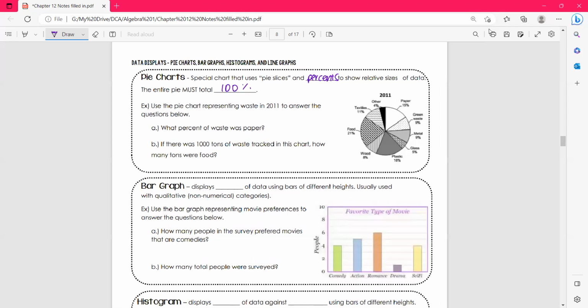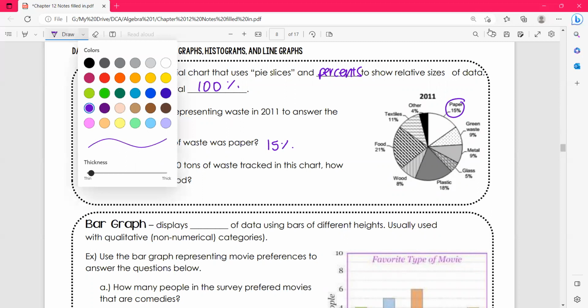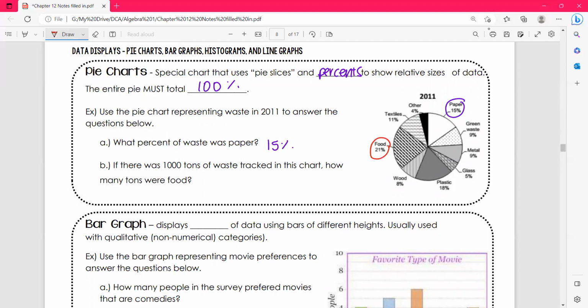So if we look at this pie chart, find where it's paper. We can see here's the paper, and it tells us 15% of the waste was paper. If there was 1,000 tons of waste tracked in this chart, how many tons were food? So again, we find where the food is. Here's food. And so it says 21% is food. We need to remember that we have to get the percent to decimal, 0.21. So we move it 2 places to the left and multiply it by the total.